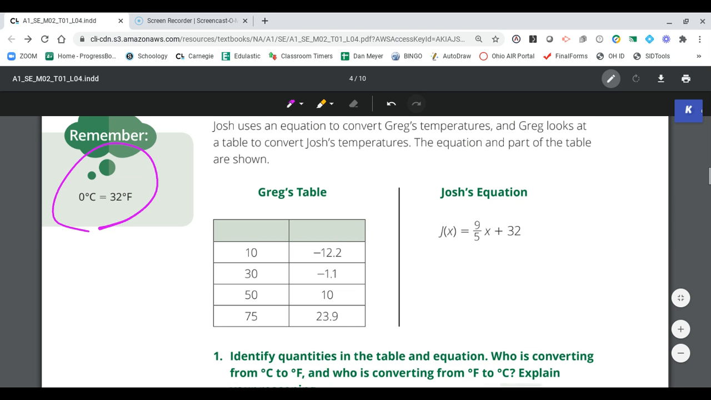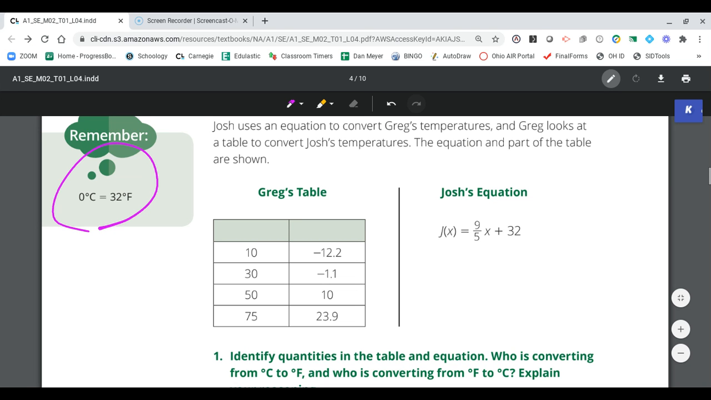Question 1 says, identify the quantities in the table and the equation, and who's converting from Celsius to Fahrenheit and Fahrenheit to Celsius. So I'm not really sure, if I look at Greg's table, that one's not as easy to understand to me. But if I look at Josh's equation, I see 32 there. And if you look over at the bubble that I circled on the left side, I'm wondering if 32 is a coincidence or if that's there on purpose.